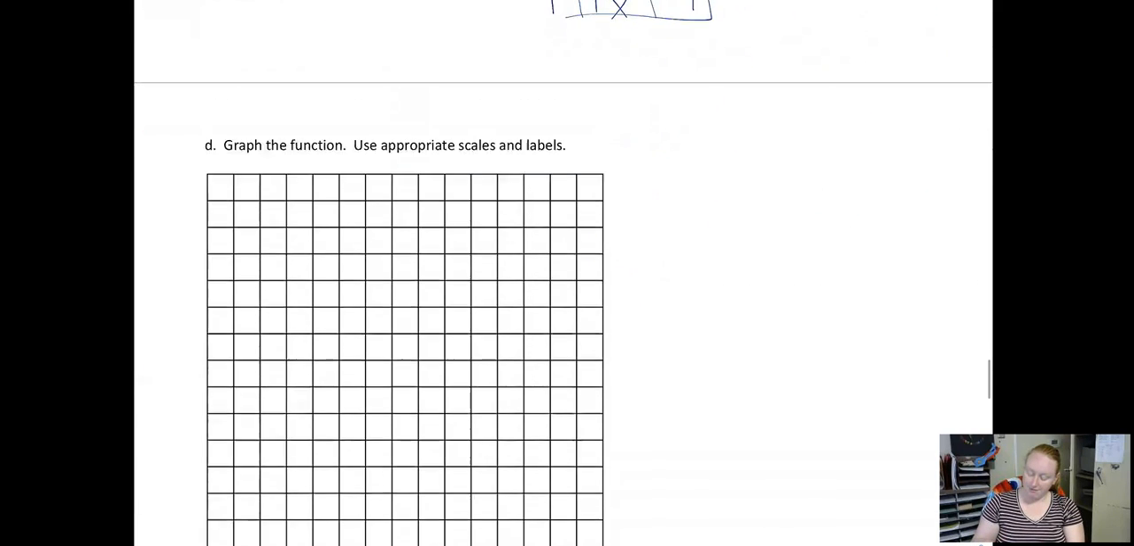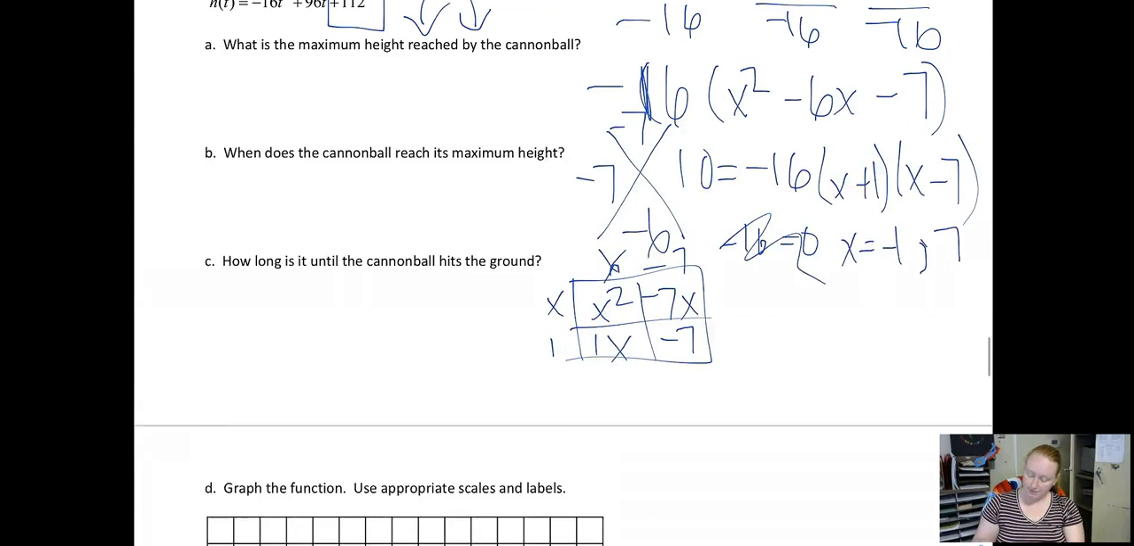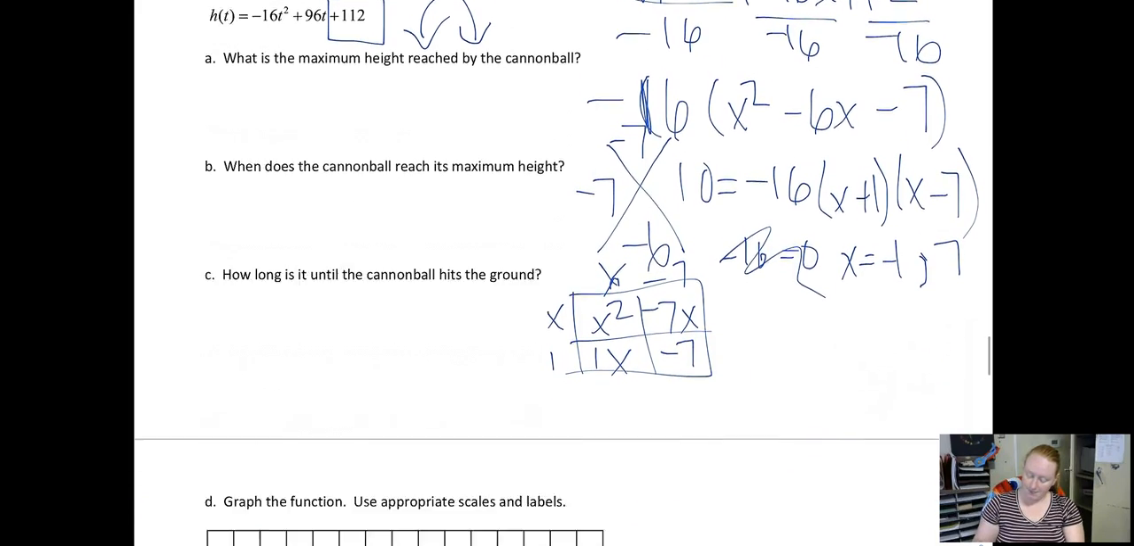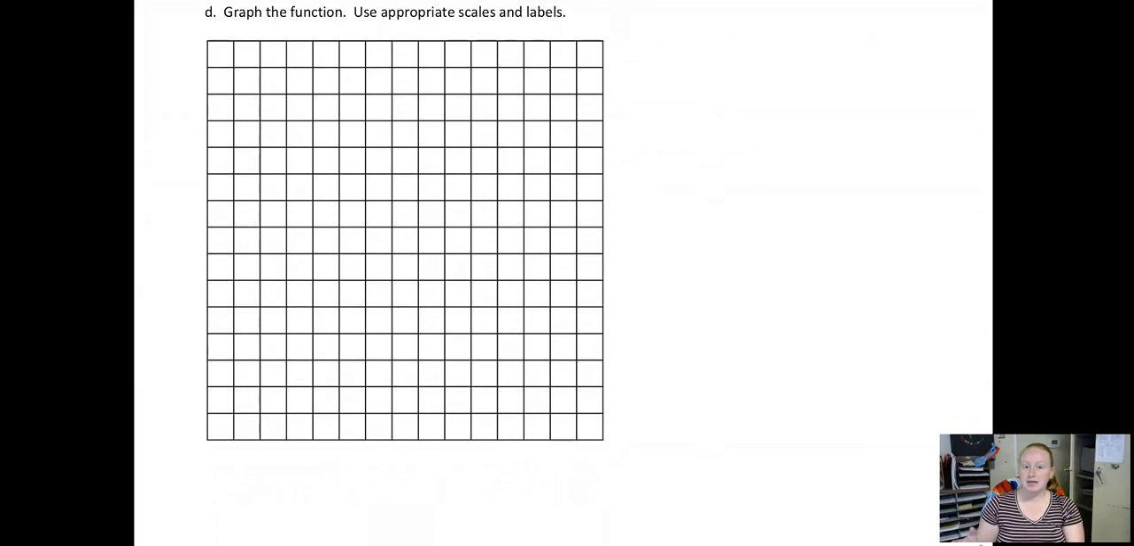From there, I'm going to graph these. So it's asking you to use appropriate scales and labels. And I'm going to go ahead and pause for just a second. Okay, guys, sorry about that. Custodian came in to clean the room.